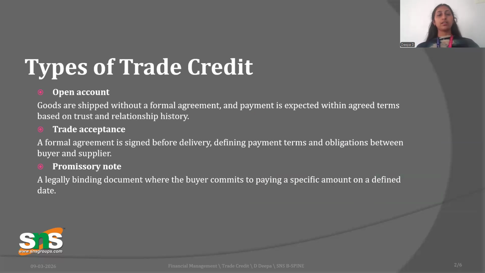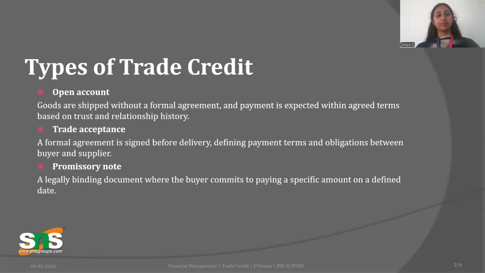Trade credit has different types. The first one is open account, the next is trade acceptance, and the third one is promissory note. What is an open account? Goods are shipped without a formal agreement. You may not see any formal agreement here, and the payment is expected within the agreed period, just on trust and the past relationship history with the buyer. On that basis you can ship the goods, simply because of his trust. That is what an open account is.